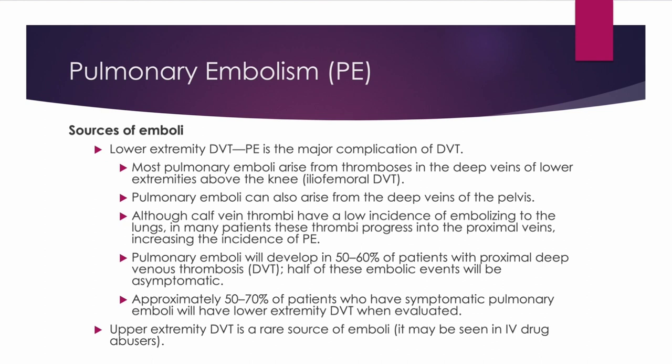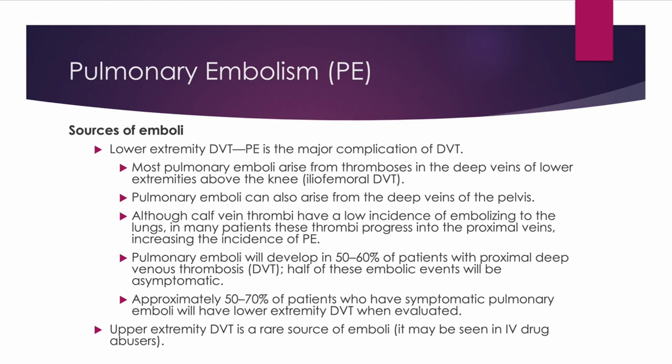My statistics from your textbook say that for those that have DVTs, 50 to 60% of these patients will develop a pulmonary embolism. That's a lot. That's more than half of people that have DVTs. So this is a common complication of a DVT. And the other thing that was striking to me in my research is that half of these embolic events are asymptomatic. We don't know that we even have them.